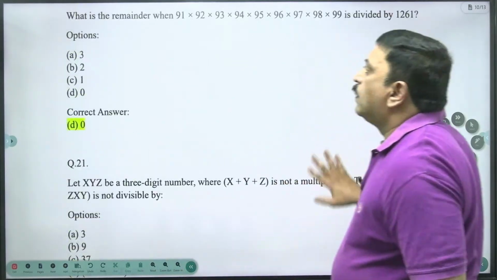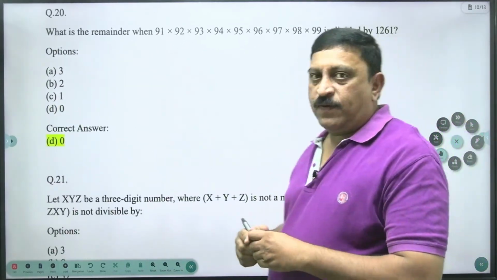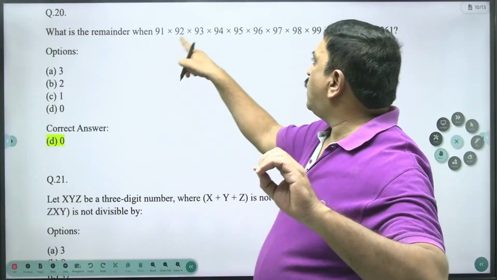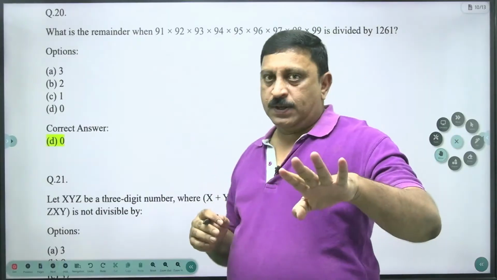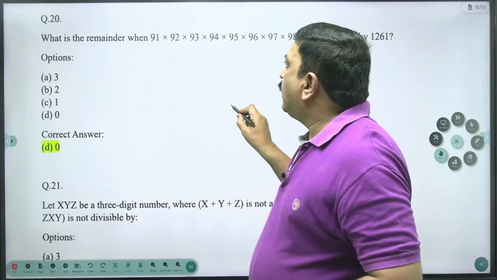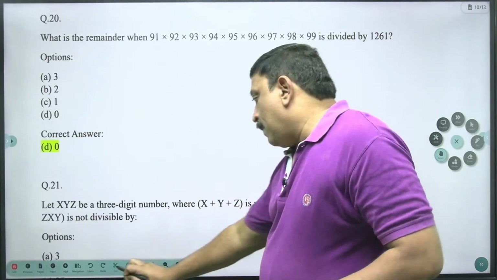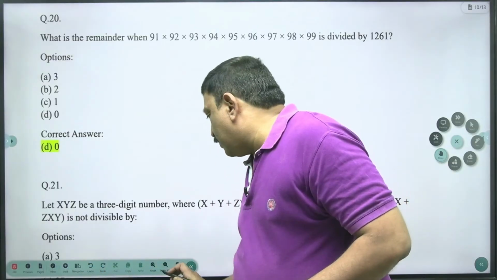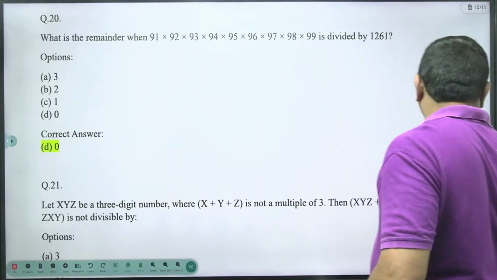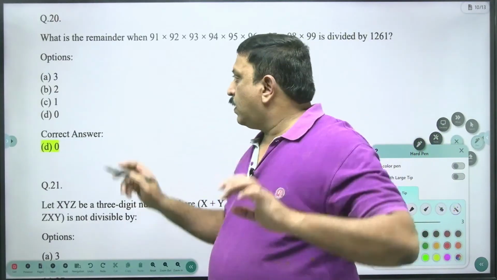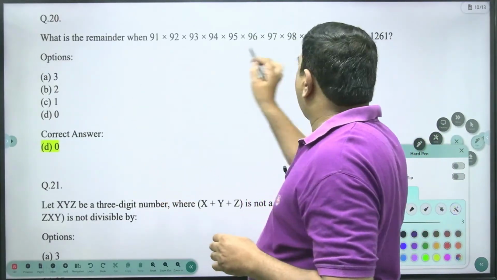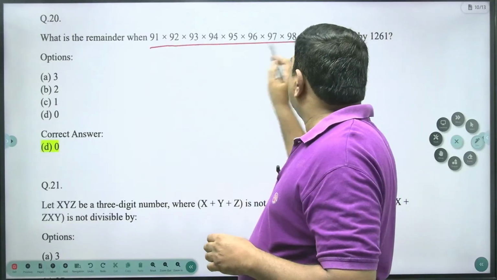See this one. This is a question where prime numbers, that is 91 and so on, up to 99, is divided by 1261. See, the question is here. Let us see. We have to keep this in mind: what are the prime numbers between 90 and 100, and is 1261 divisible by it?